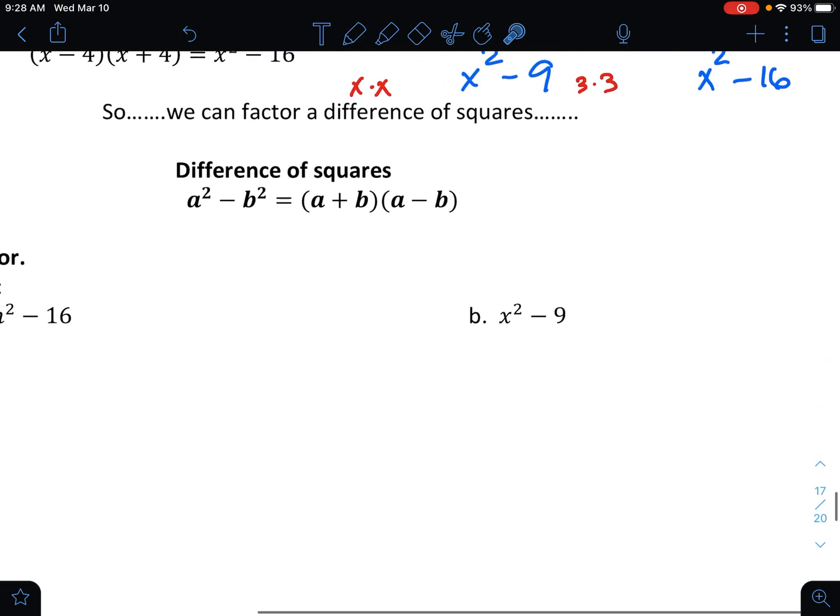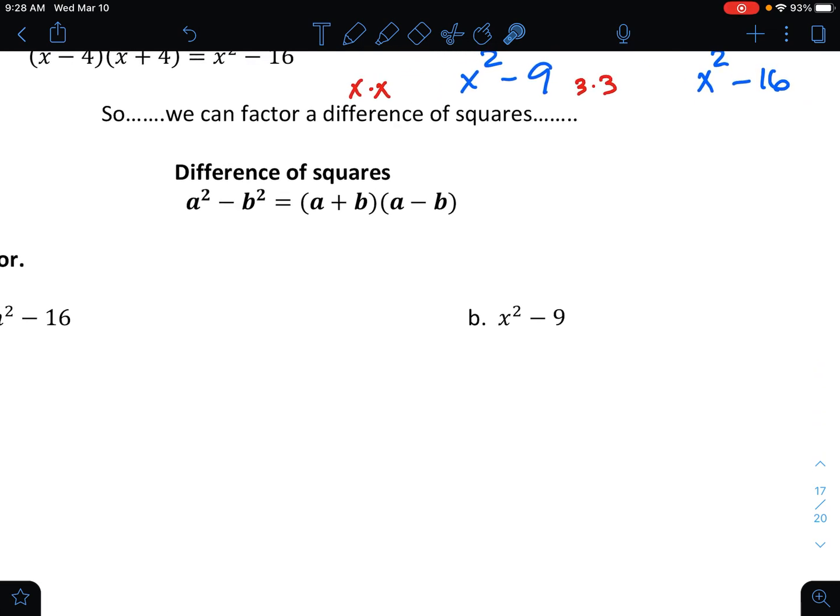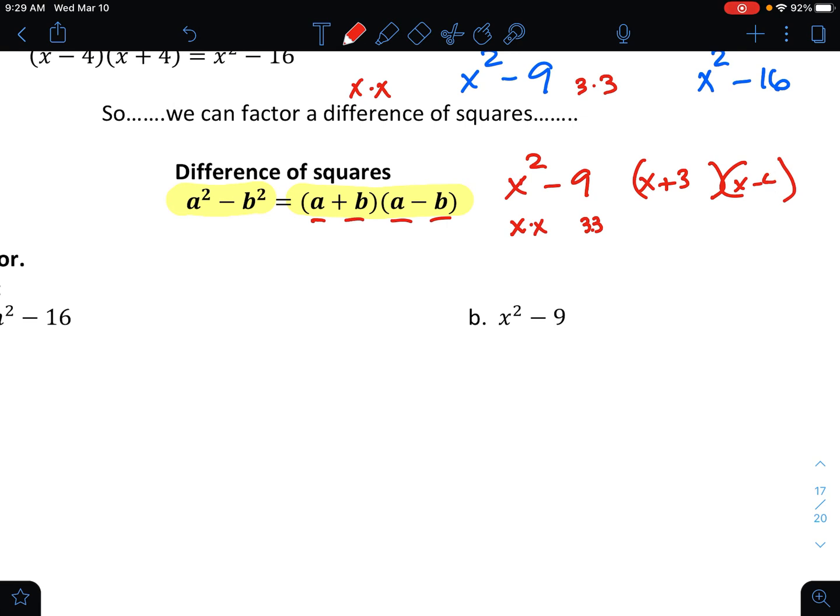So I want you to analyze this pattern. The difference of squares, a squared minus b squared, is going to factor out to be this. Let's use our example above. If I have x squared minus 9, that is a squared minus b squared. x squared is a perfect square, it's x times x. 9 is a perfect square, it's 3 times 3. And so in my parentheses, I have it written as a plus the factor, a minus the factor. So I can have x plus 3, x minus 3. And so that is going to be my factor.